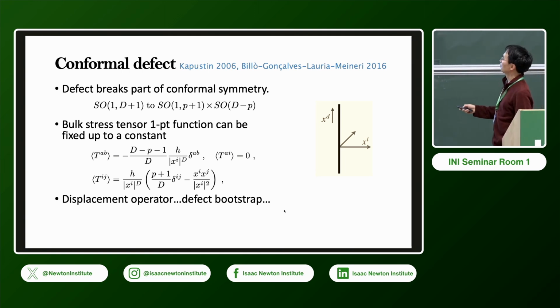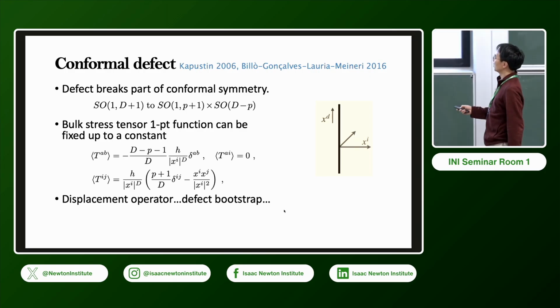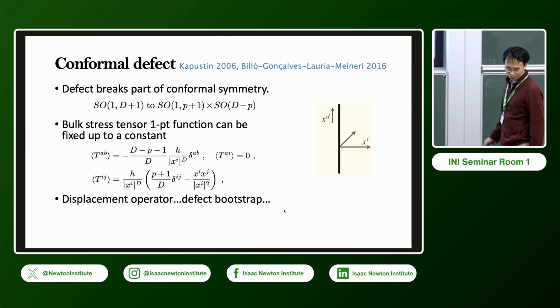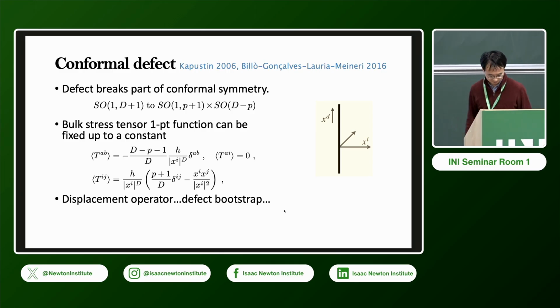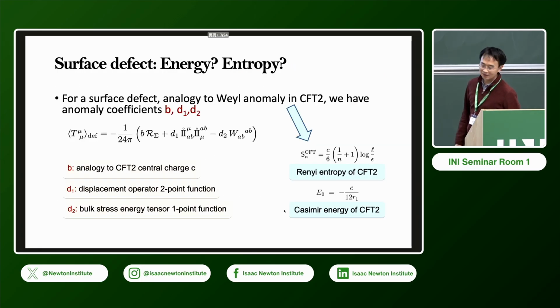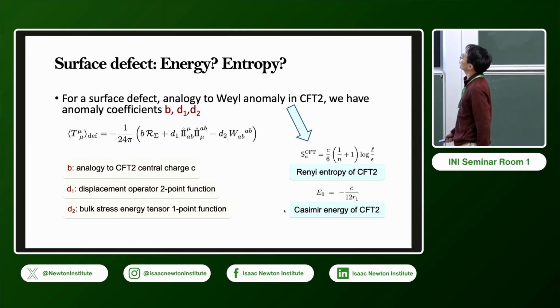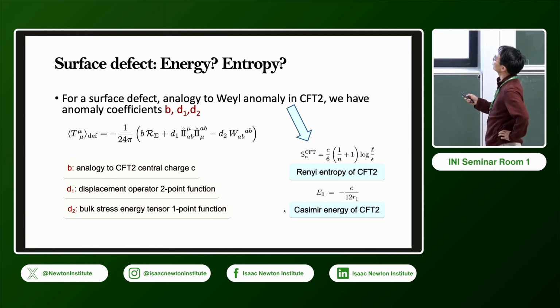This one-point function of the bulk stress tensor, for example, can be fixed up to some coefficient, small h. So we can discuss many others. For example, displacement operators. You can also try to explore the full bootstrap pattern with this defect. Okay? Some consistency relations, some positivities. But today we will be focused on the following question. We focus on surface defects, which means p equals 2. The defect has dimension 2.